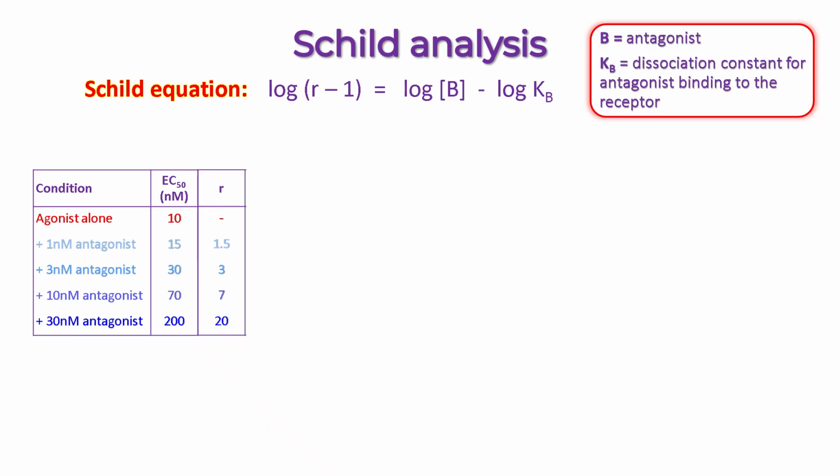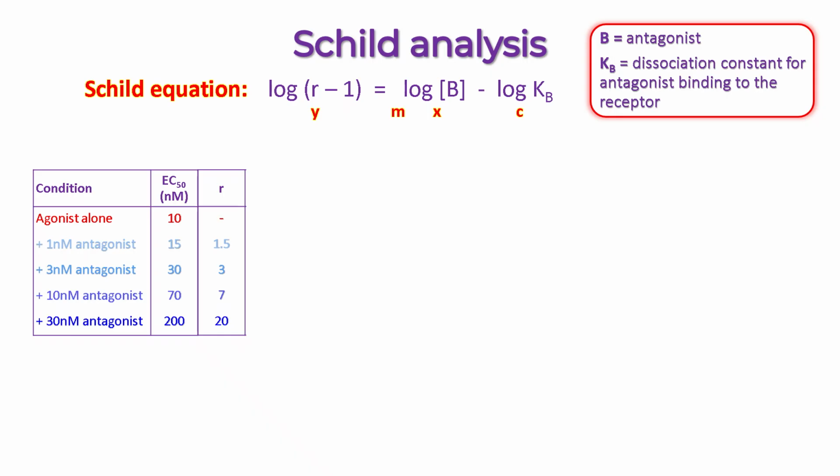If we compare this with the familiar straight line equation, y equals mx plus c, the similarity is clear. The slope m is equal to 1, and the intercept gives us the antagonist's affinity.